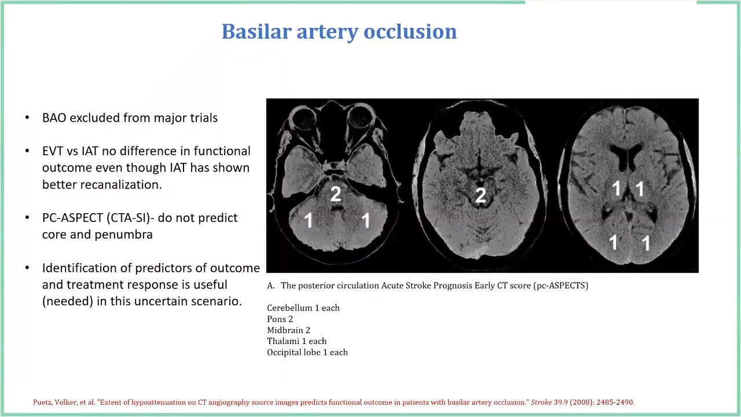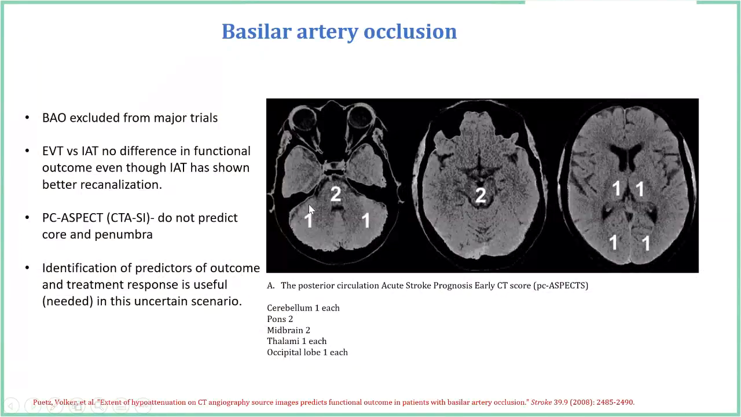Previous studies have used the posterior circulation ASPECT score, determined from the CTA source image, and this could not predict the penumbra. As we can see over here, the posterior circulation ASPECT score is calculated by giving a total of 10 points to the infratentorial structures, the occipital lobe and thalamus. The pons carries 2 points, the midbrain carries 2 points, 1 point each to the cerebellar hemispheres, 1 point each to the occipital lobes, and 1 point each to the thalami, and we deduct 1 point each as we see hypodensity in that region.